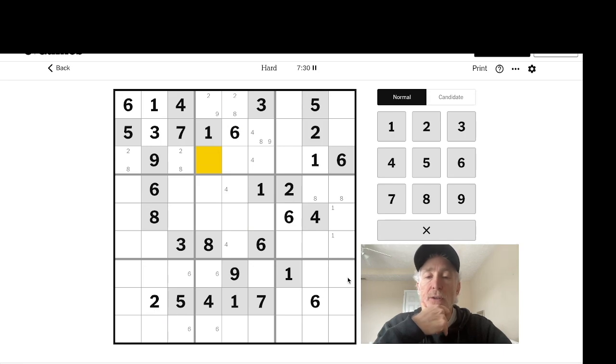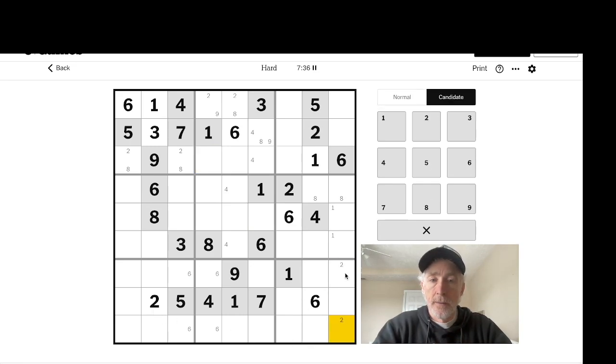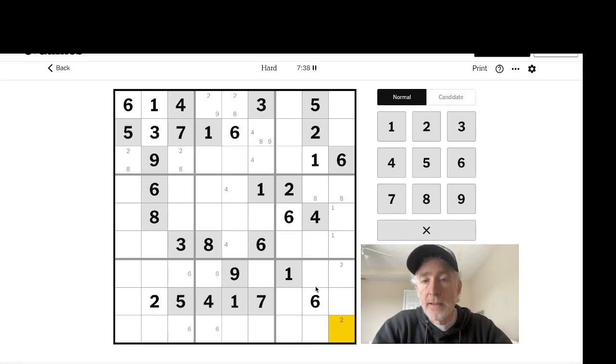Actually, we can mark 2s over here. This 2 looks down into this box. This 2 looks across. So I am going to mark that. About this column, we need a 4, 5, and 7. Could go anywhere.